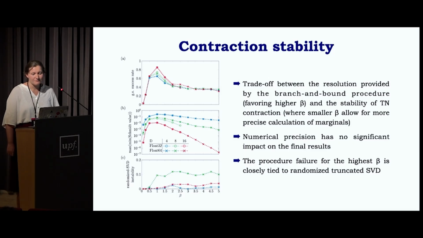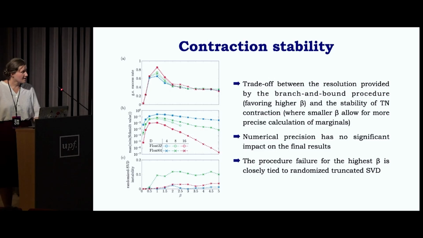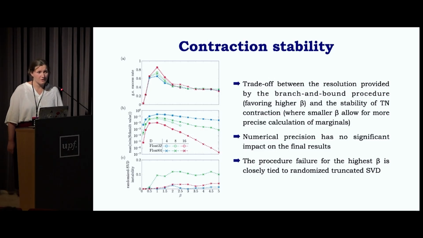And this is a general observation that while working with tensor networks, there is always a trade-off between stability and accuracy. So the first thing we had to do in our simulation was to find the optimal temperature, the optimal beta. And from this first plot, you may also see that the higher the bond dimension, the better the results, but this is expected in our simulations.